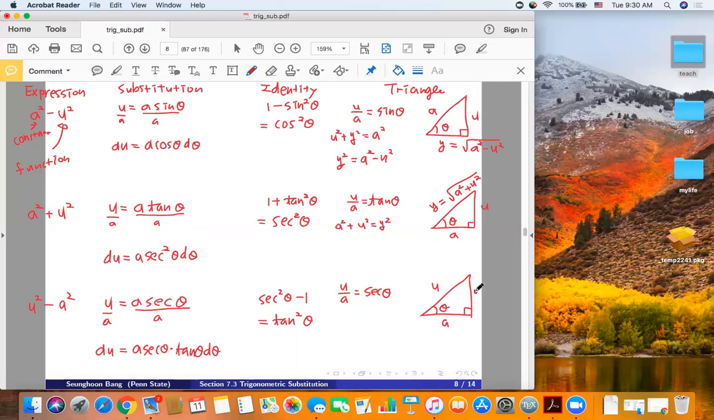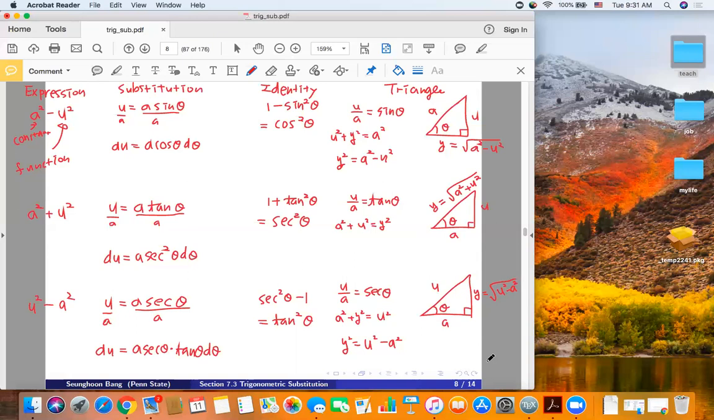You can find this y. How can you find it? Same, you can use the Pythagorean theorem. So we have a squared plus y squared equals u squared. You subtract a squared, y squared equals u squared minus a squared. Take the square root. We have the square root of u squared minus a squared. This is the whole idea for solving this problem.